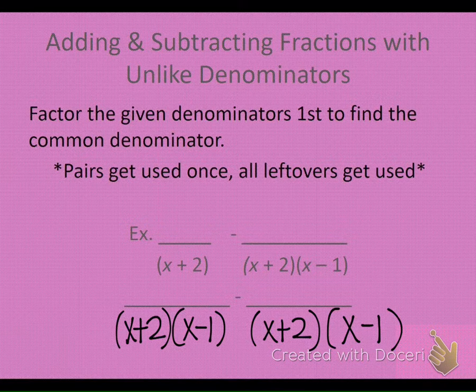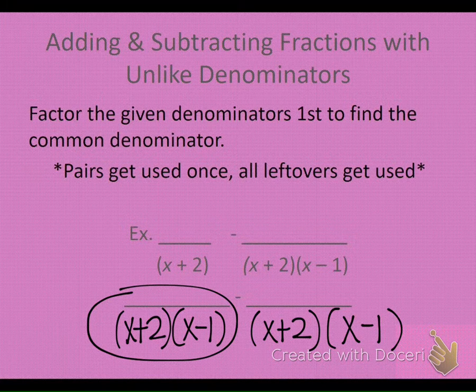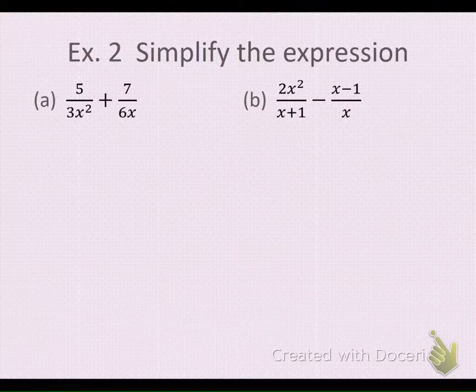You say, but you're writing it down twice. Right, because right now I'm just rewriting each fraction with the common denominator. So the common denominator is this x plus 2 times x minus 1. All right? Now, let's look at example number 2, letter A, because this one's a little bit different.